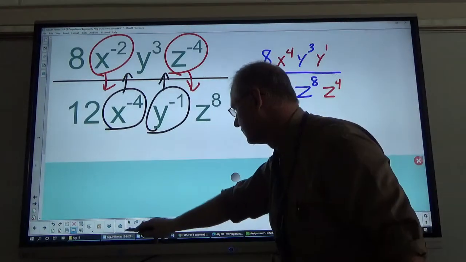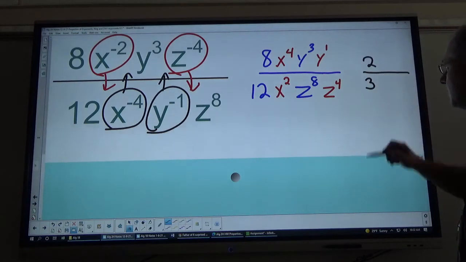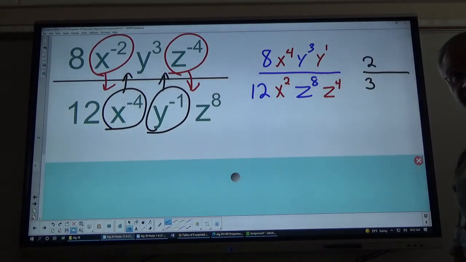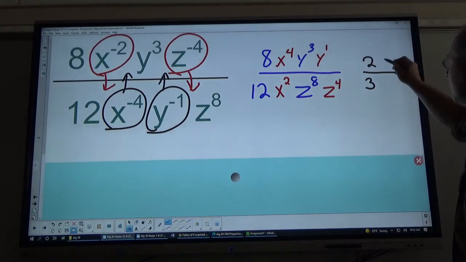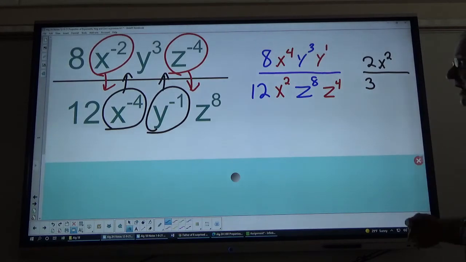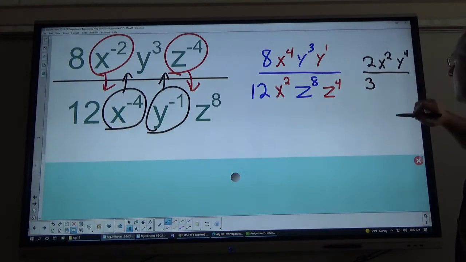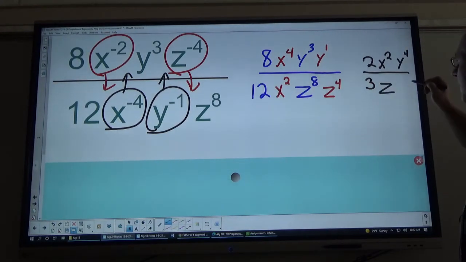All right, let's continue. So, 8 and 12 can reduce by 4, 2, 3. I have an x on top, I have an x on bottom. Bigger exponent on top, so x to the 4 minus 2, 2. The y's are both on top, so I multiply and I get y to the 3 plus 1, 4. The z's are both on the bottom, so 8 plus 4, that's 12. So there is my answer, 2x to the second y to the fourth over 3z to the 12.